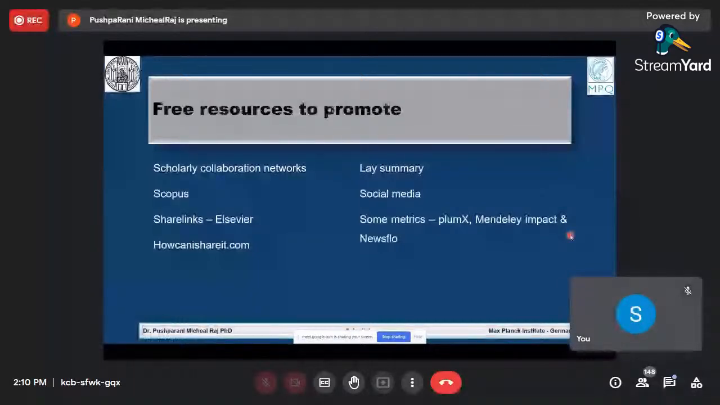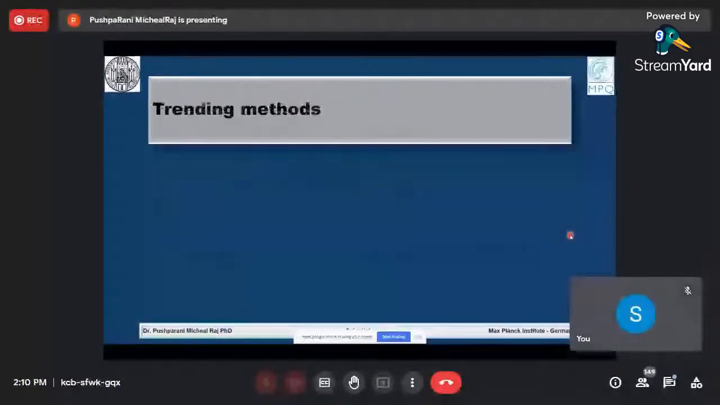You could also find who has cited your work, and you could start collaborating with them. So this helps you to get into more collaborations as well.